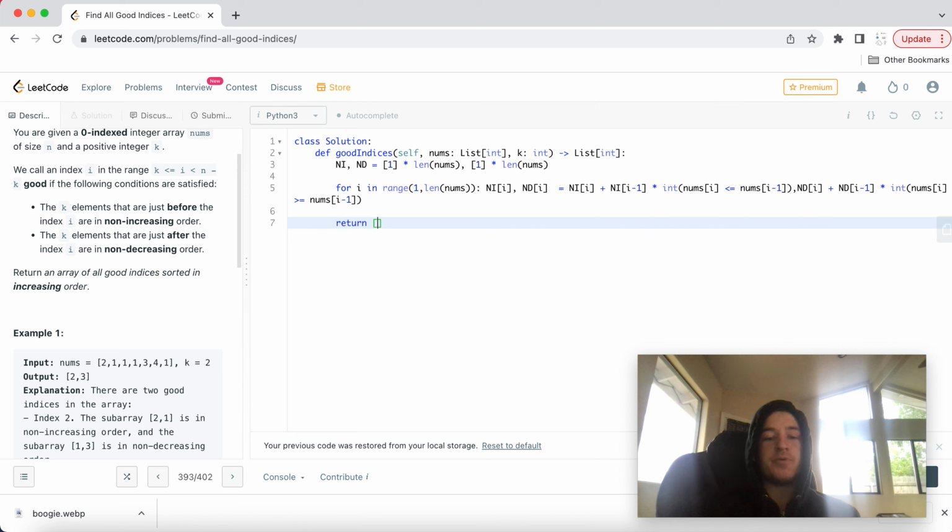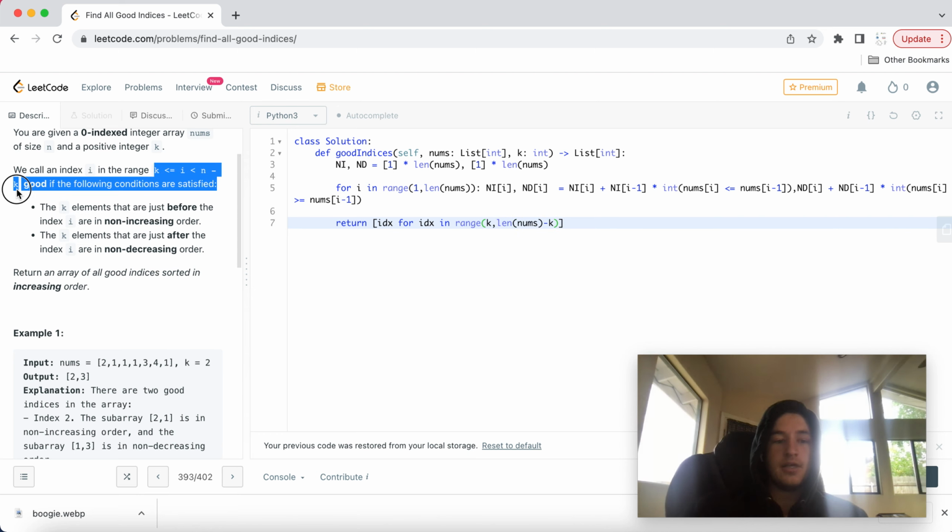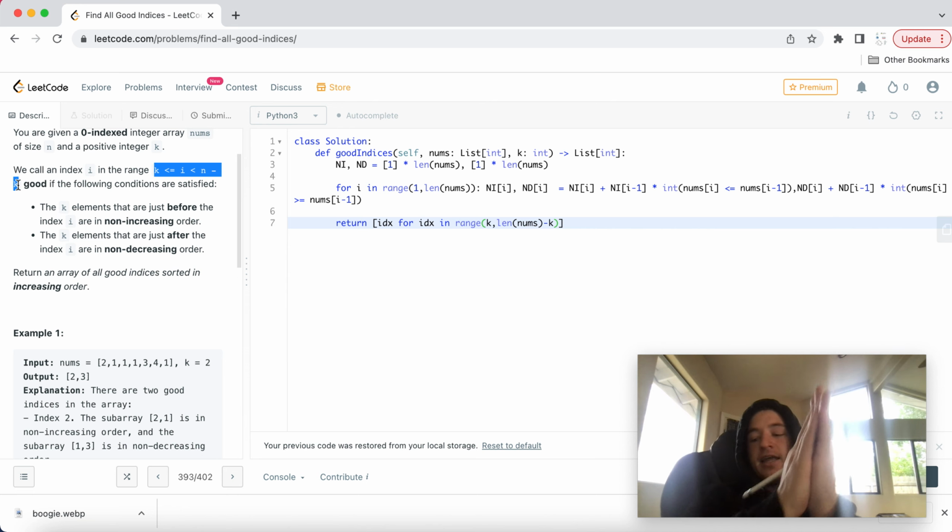So what we return is each index in the range. Remember, we have to start at k because there's not enough elements to the left. Remember, it says it has to be within this range. So it has to be in the range of k to n minus k, where n is the length of nums. I'm taking this directly from the prompt, but it also intuitively makes sense, because there's not k elements to the left of index 0.